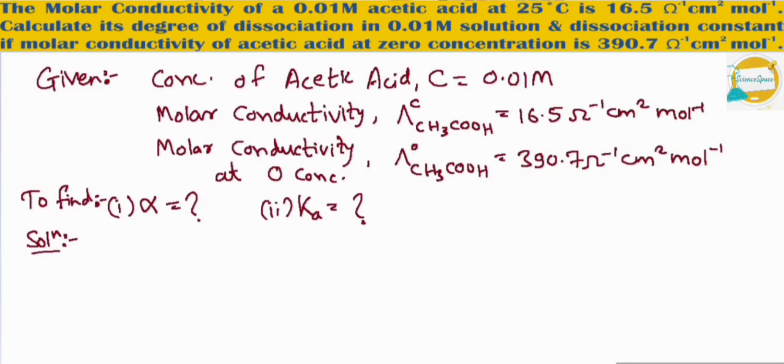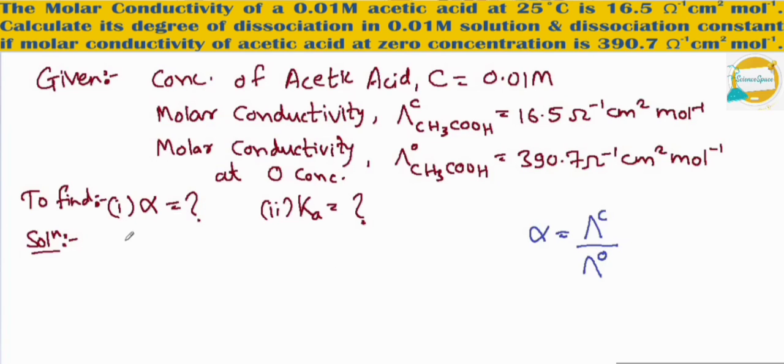So for solving this question, we will use two formulas. The first will be the formula for alpha, that is called degree of dissociation, and its formula is molar conductivity at concentration C for an electrolyte upon molar conductivity at zero concentration for the same electrolyte. This is the formula for degree of dissociation. Degree of dissociation का formula क्या होता है? Molar conductivity at concentration C upon molar conductivity at zero concentration.